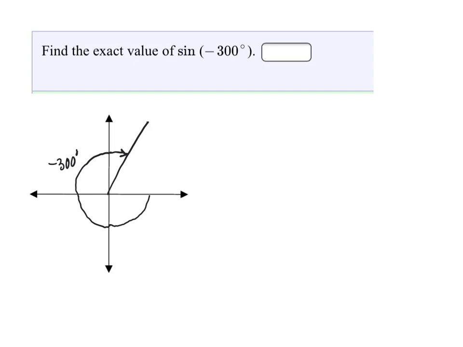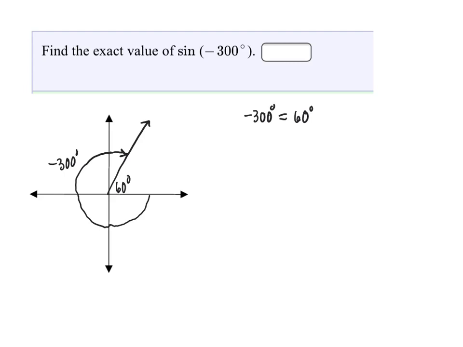And the reference angle is again between the x-axis and the terminal side. The reference angle is right here. In fact, it's 60 degrees. And by the way, negative 300 degrees, if you remember, is coterminal. It's the same actual angle as 60 degrees.